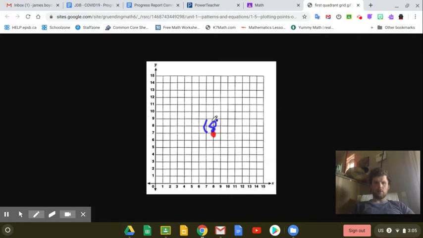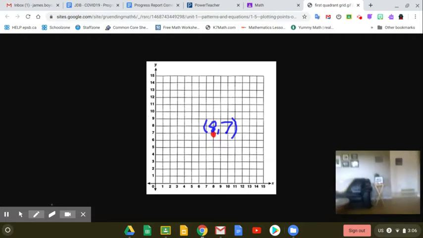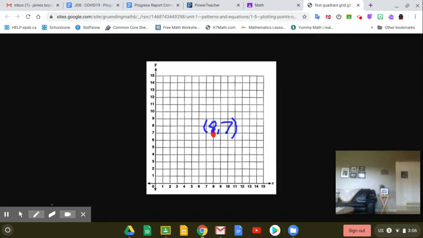X comes before y. 7. Our point is the point 8, 7. Now, here's what I want you to do as an activity. Because we haven't actually got to practice this much yet, I want you to do something similar, but using a room in your house. And the precision on this doesn't have to be so important, but I'm going to show you here my living room, and I'm going to do that.